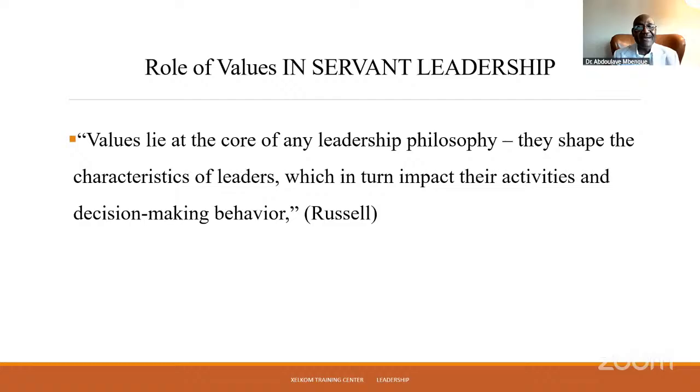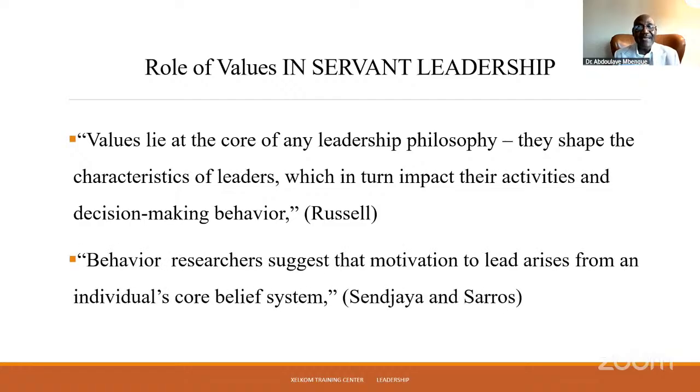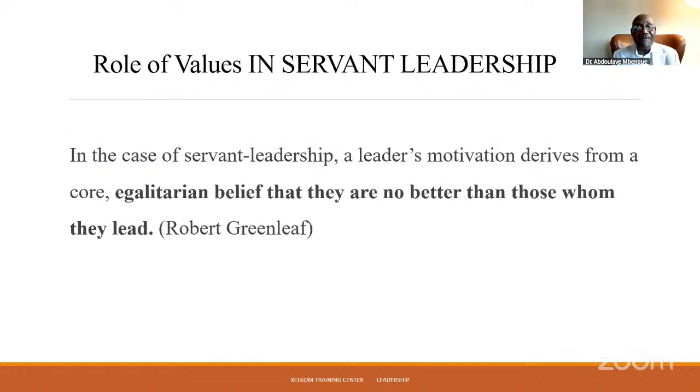I think they shape culture. Value is what is their core belief, and this is what makes them so exceptional. In the case of servant leadership, a leader's motivation derives from this core egalitarian belief that they are no better than those whom they lead.